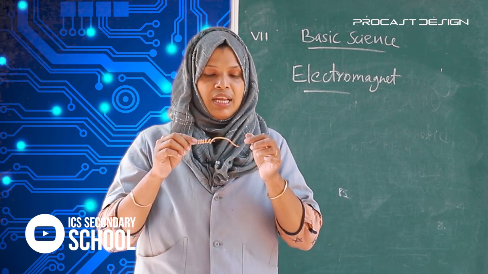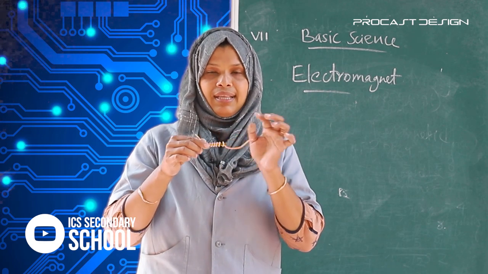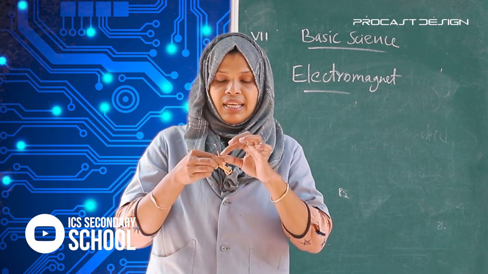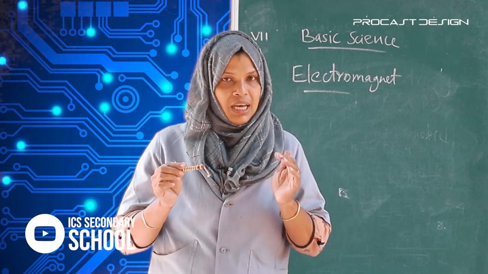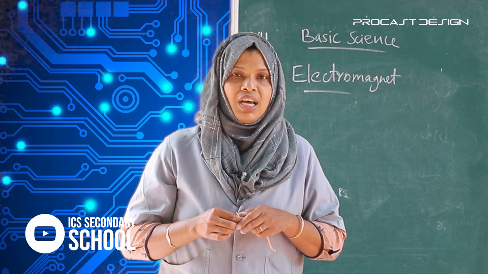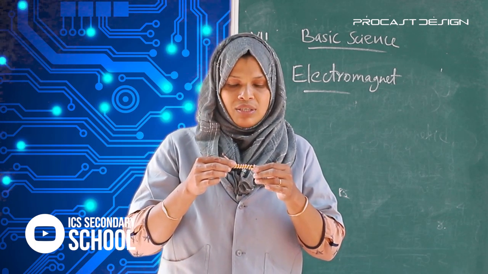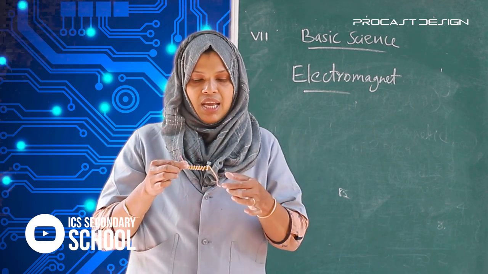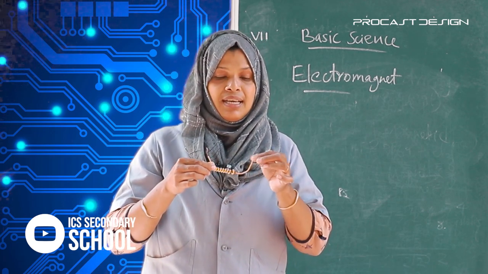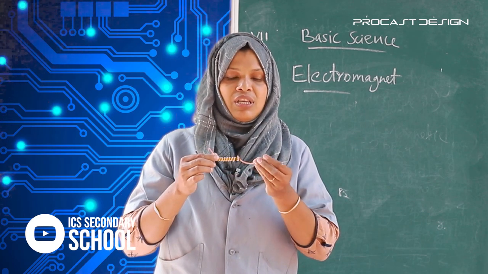Then you should remove the insulation of the copper wire at both ends. First you take a 75 centimeter length insulated wire, then wind it closely over an iron nail, then connect the non-insulated portions, both ends, to a battery.